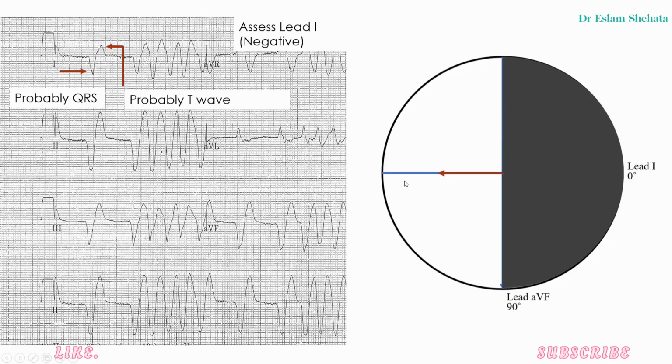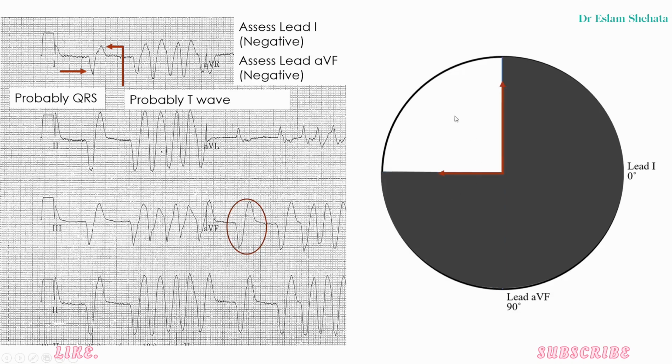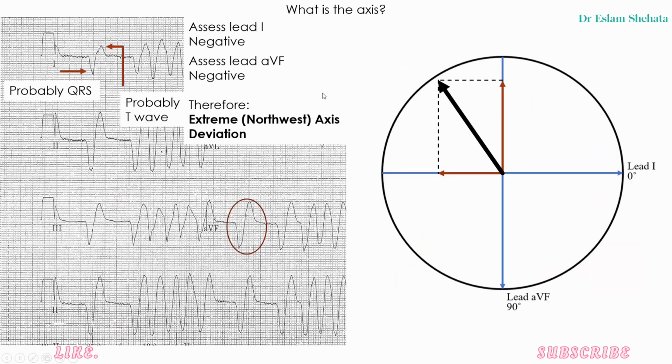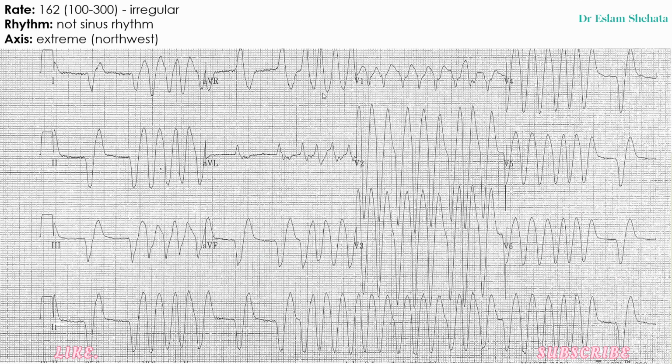Alright, next we're going to look at AVF. And we find it's also negative. Again, QRS complex here, T wave there. That means that this is negative. Alright, so we're up here. Go on to our diagram. That's our extreme axis, or our northwest axis. So we've got a northwest axis and extreme axis deviation, and that's worth knowing.